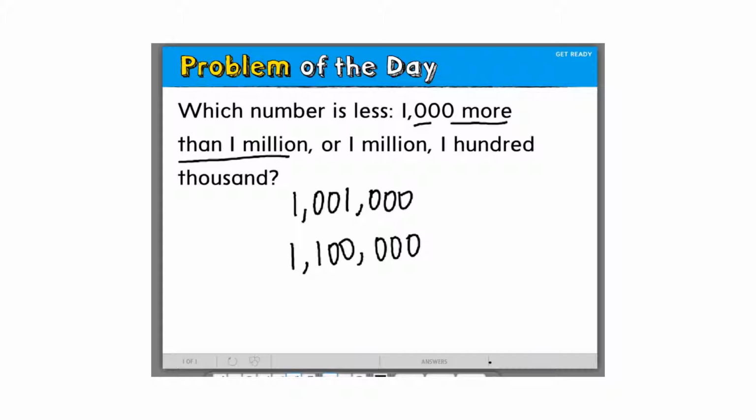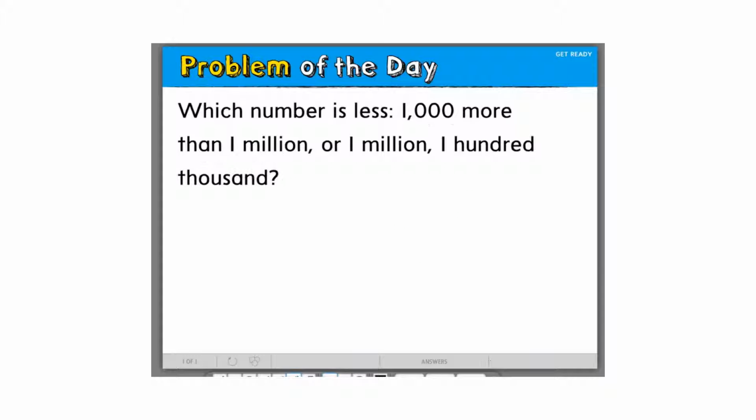Karnpreet, which one is less? 1,001,000. So this number is less, because if I were comparing my digits, the 0 in the 100,000s place makes it less. Okay? You can erase your board.